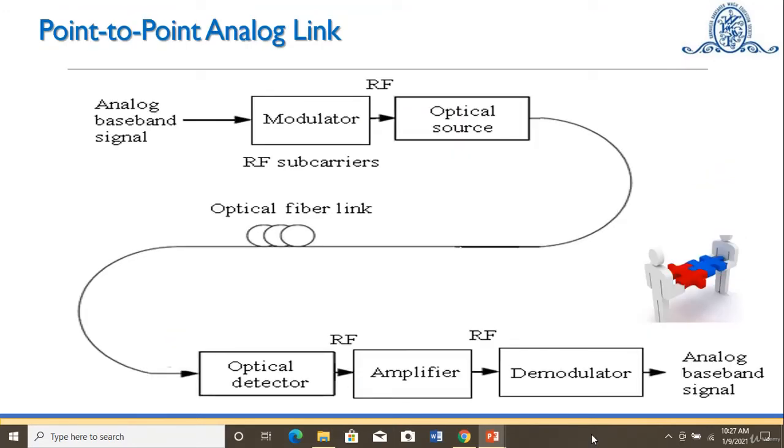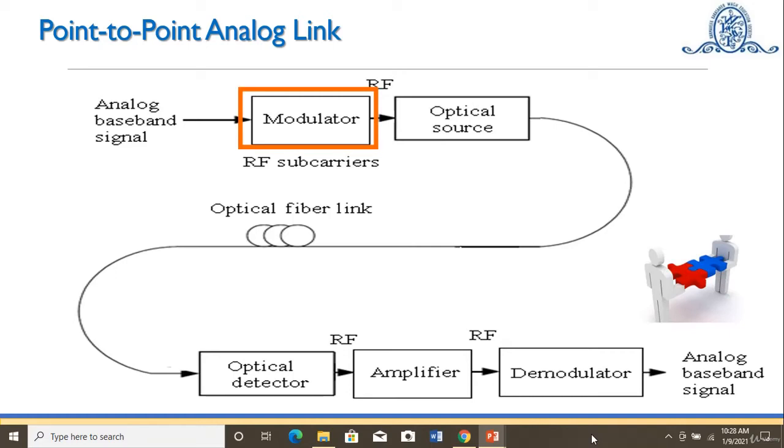Let us see the details of the point-to-point analog link. The analog transmission avoids the cost and complexity of digital equipment. Thus, irrespective of some disadvantages, the analog systems are used for short distance communication, for example, cable TV or direct cable television. The analog baseband signal is modulated by using either direct modulation or the subcarrier modulation.